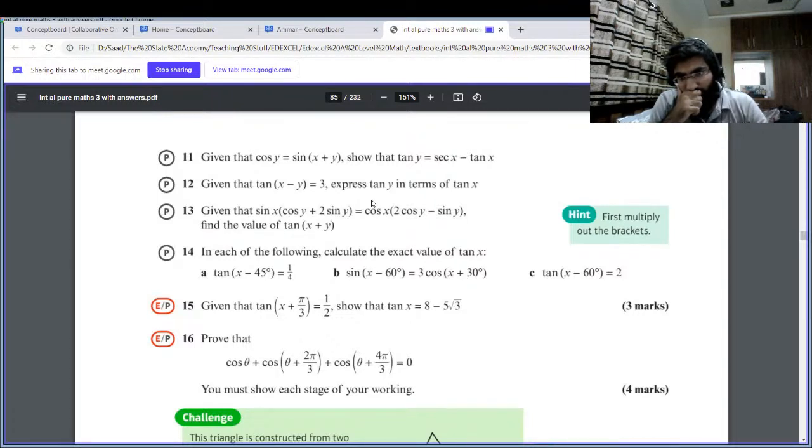11. Given that cos y is equal to sine x plus y, show that tan y is equal to sec x minus tan x.